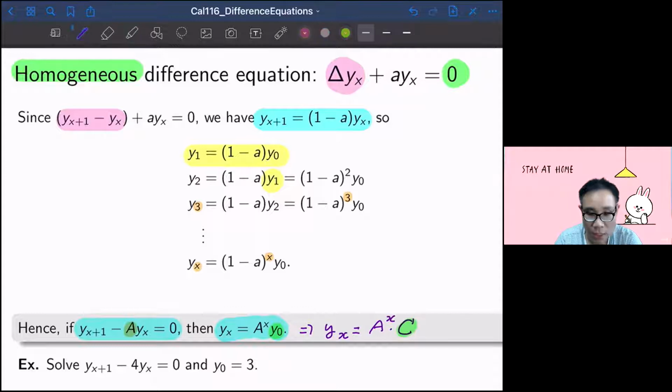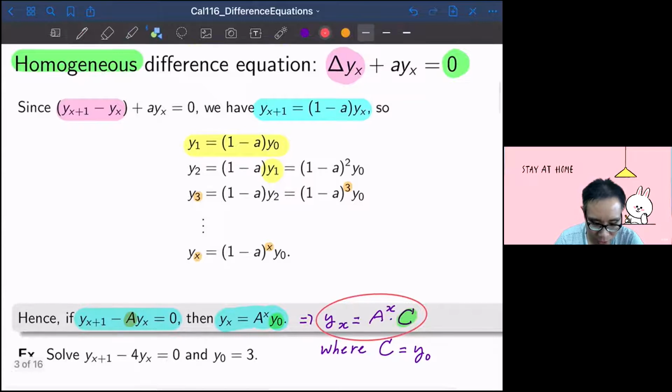And you can solve for c, where c turns out to be just, you plug in x equal to 0. Sometimes it's convenient to write the solution in this form. You're going to see later why this form is more convenient. You're going to see this one in practice.